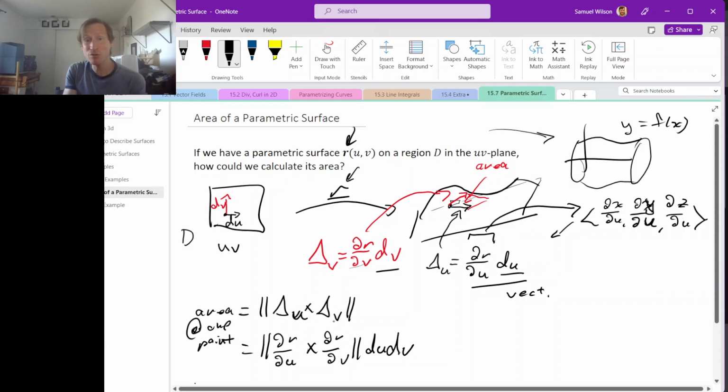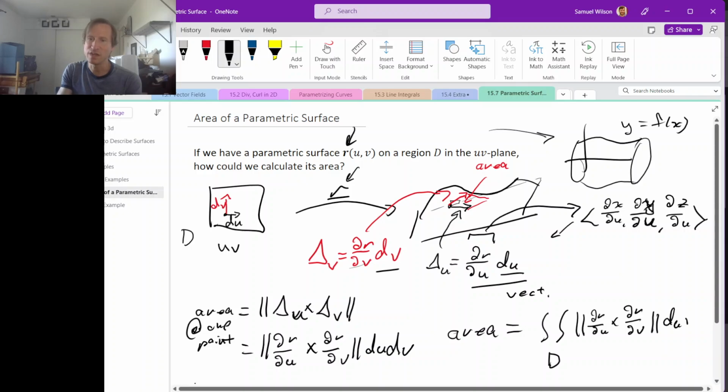If we want to know the total area, we just need to integrate over the entire region D in our parameter space. So the area of the entire surface is the double integral over our domain in the parameter space of the magnitude of partial r partial u cross partial r partial v du dv, or dv du. The order doesn't matter.